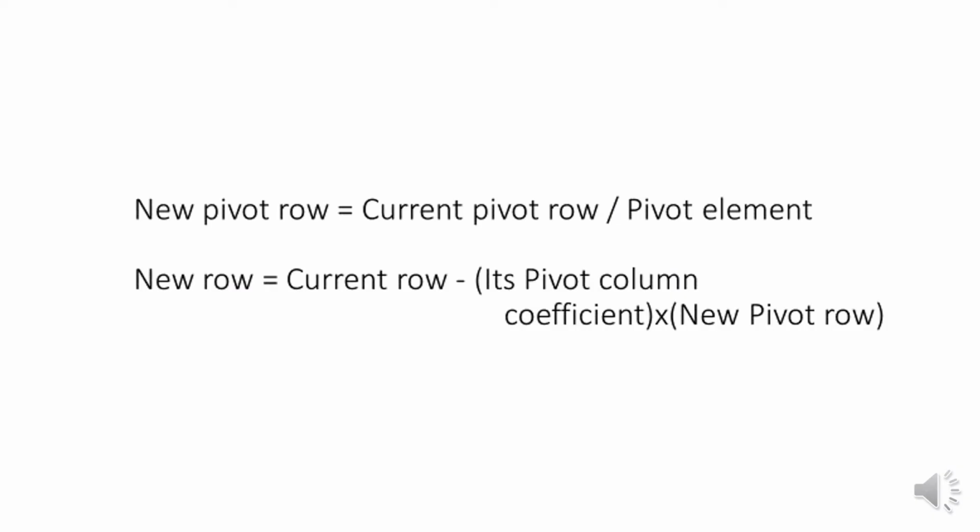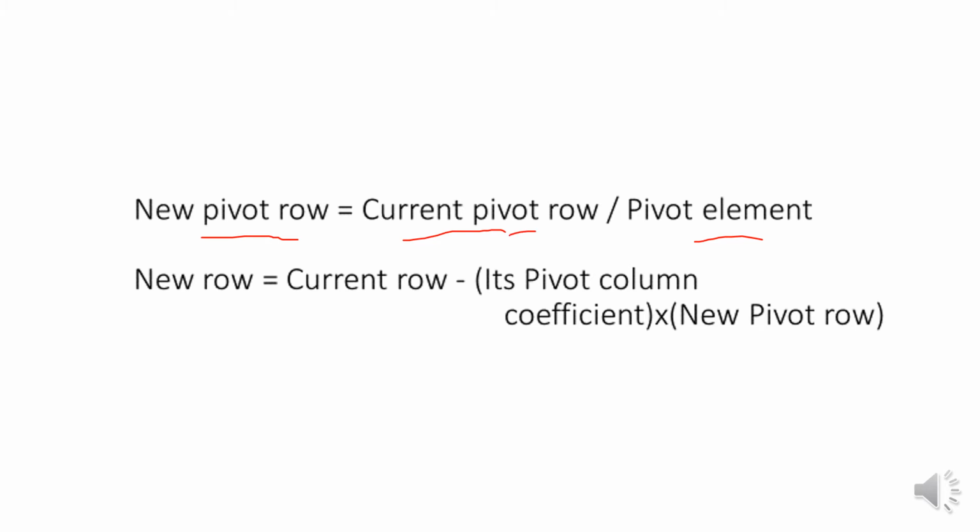So for writing the Z row, S1 row and S2 row, the S1 row is the pivot row. So S1 row is the pivot row, and we will be writing the current pivot row upon the pivot element. S1 row is here the current pivot row, and the pivot element was 3. So we will get the new pivot row by using this formula.